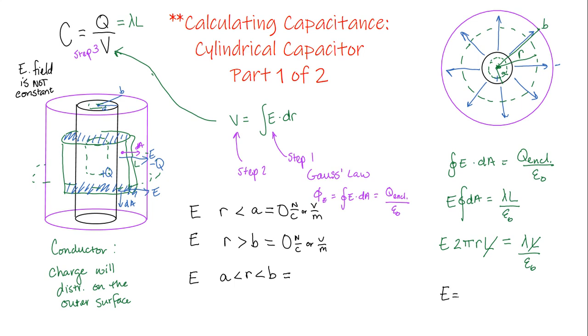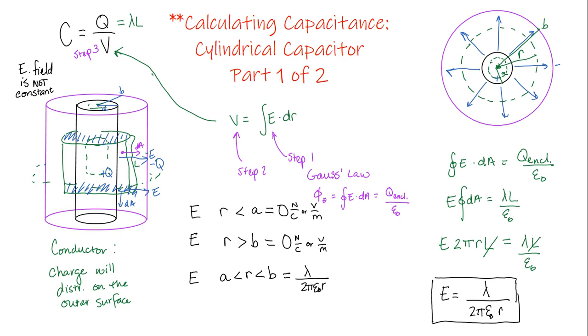So I'm going to divide by 2 pi r on both sides. I'm going to say my electric field is equal to lambda over 2 pi epsilon naught times r. And this is the electric field between the two plates.